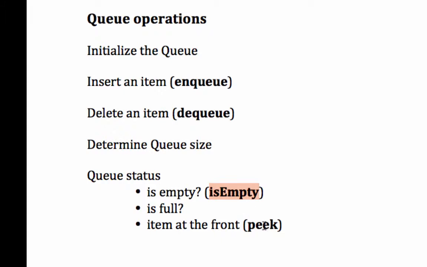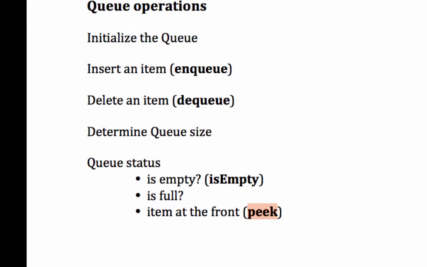And then we have a method peek, and if you did the lecture on stacks, you're going to see that there is also a method called peek. So the four methods basically when we talk about queues are enqueue, dequeue, isEmpty, and peek. So let's talk a little bit more about those four methods.